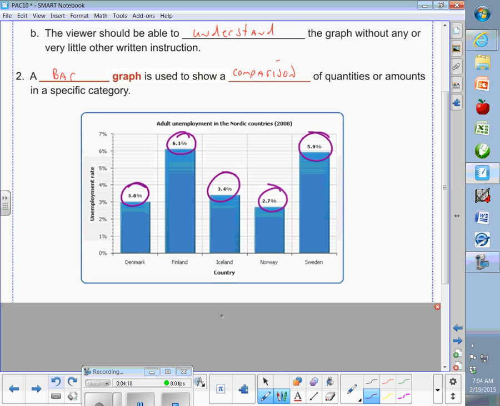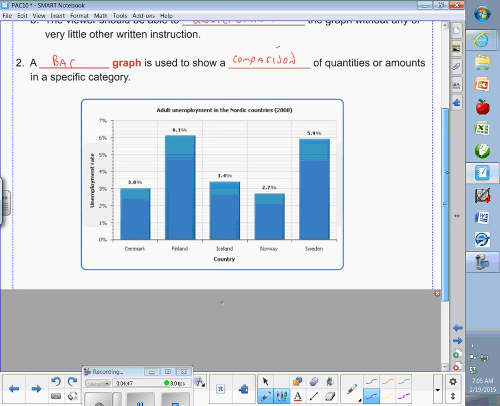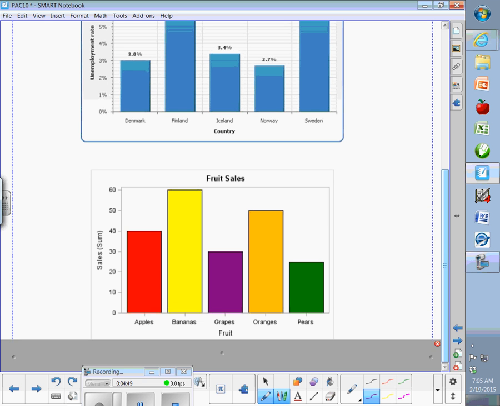At a moment's notice, I can say which country had the highest unemployment rate, and you should easily say, oh, well, the bar for Finland is the highest, so Finland had the highest. Lowest, you're looking for the lowest bar. Norway had the lowest. So that's the aspect of a bar graph. You get an easy comparison. You can compare Denmark, Finland, Iceland, Norway, and Sweden, and be able to determine the aspect of the data. All right, so that's our first example. Let's go to a second example here. A little bit different kind of bar graph.